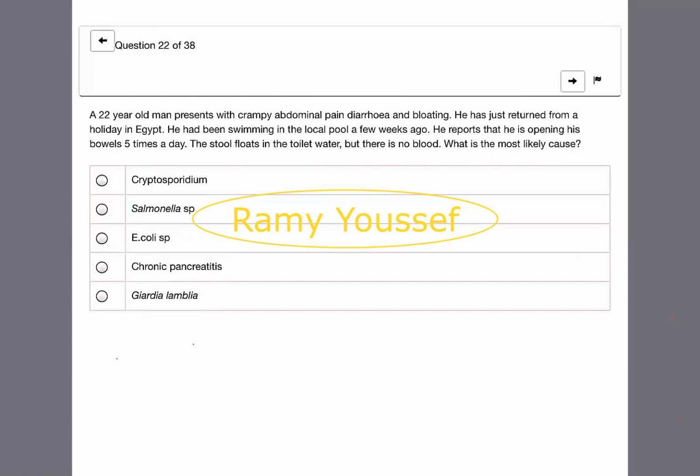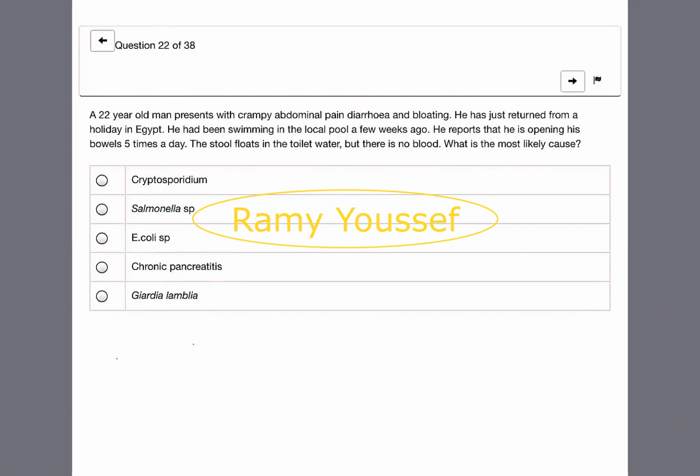A, Cryptosporidium, Salmonella species, E. coli species, chronic pancreatitis, Giardia lamblia. Swimming in the water, I'll go with Giardia lamblia.